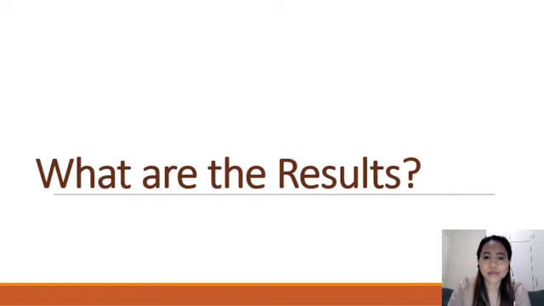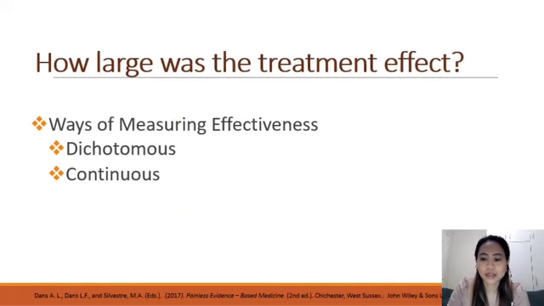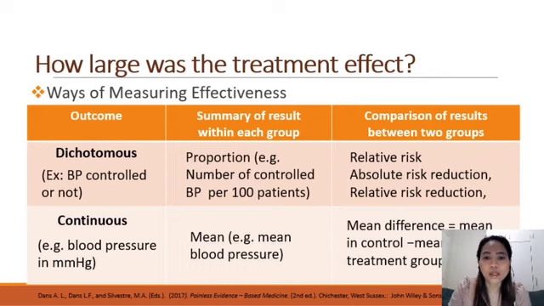Let us now go to the appraisal of the results. The first question is about magnitude of treatment effect. Before we could answer this, we need to understand the two types of outcomes, dichotomous and continuous. Dichotomous outcomes are those with only two results. Within each group, they are usually presented as proportions.